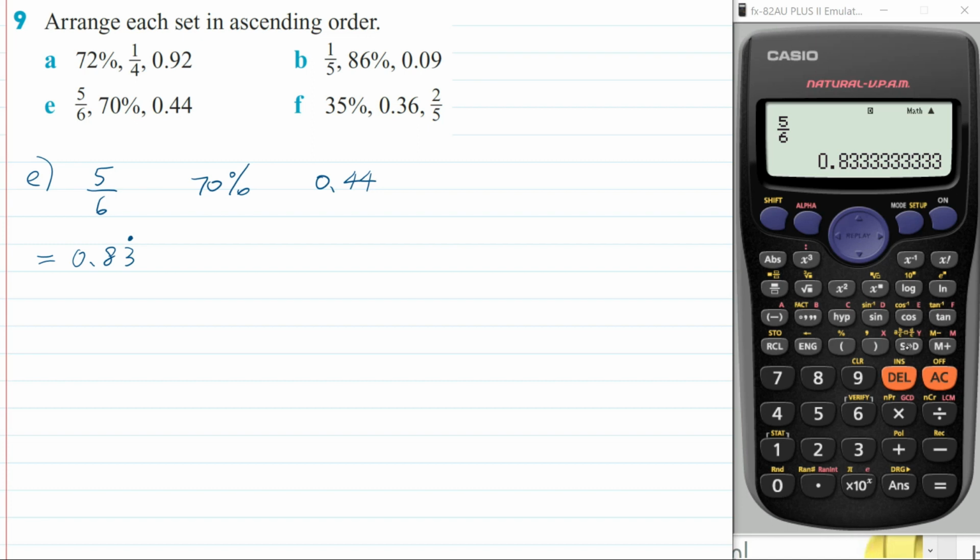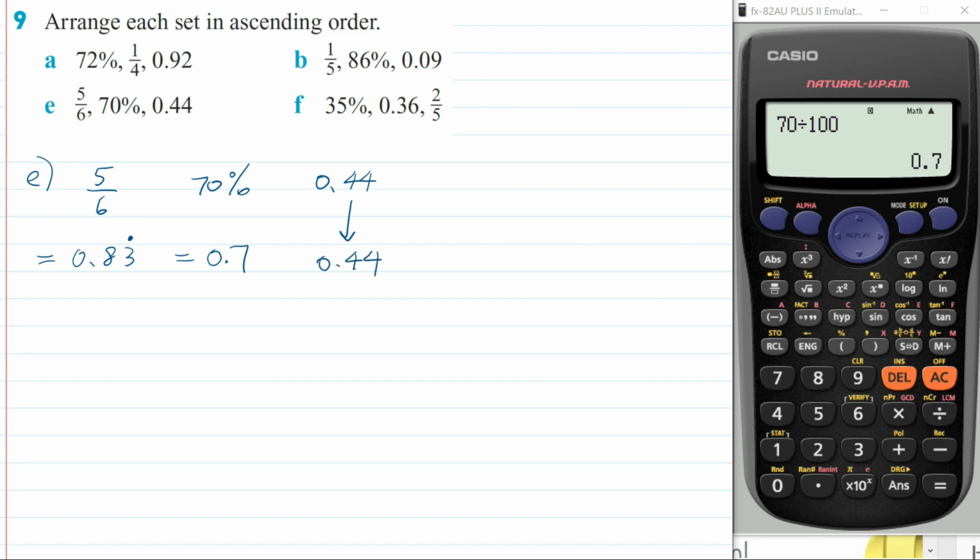Now the next number is 70%. If you know what it is in decimal, you can write it straight down. Otherwise, we're going to just perform a simple calculation on the calculator. 70 divided by 100, 0.7. And of course, that is just 0.44.